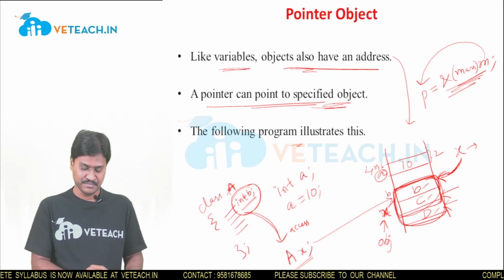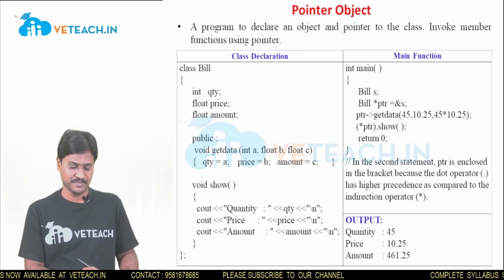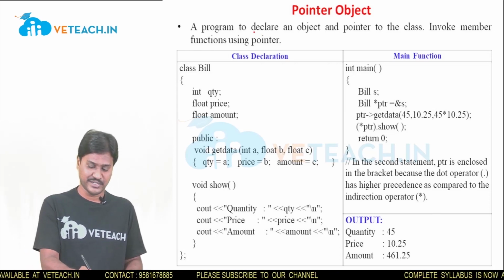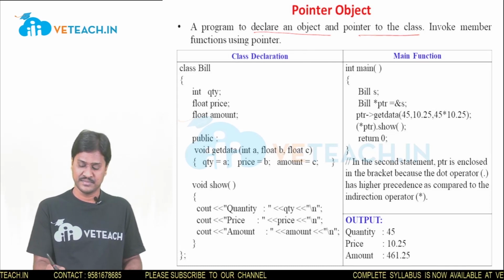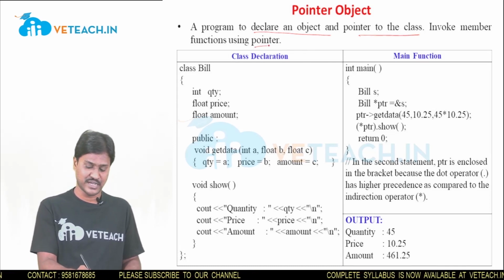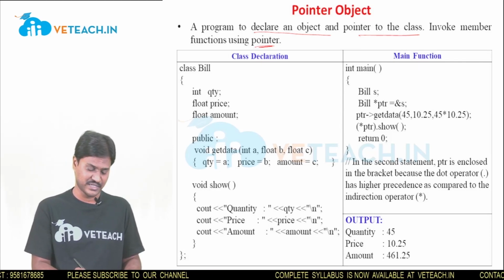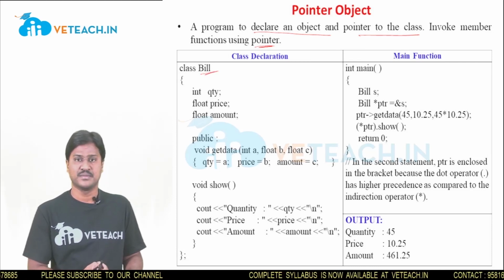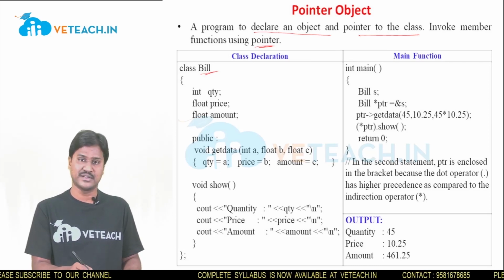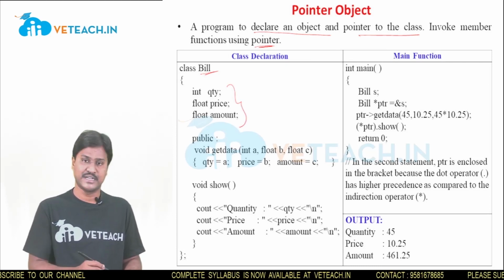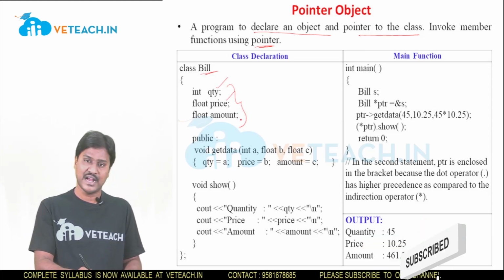So, the program for this concept. Coming to the pointer object program example, this program illustrates how to declare an object and a pointer to a class, and invoke a member function using that pointer. So this is the main aim of this program. Here, consider a class Bill. Bill is the class name and it has some properties: there are three data members defined in the Bill class, quantity, price and amount.